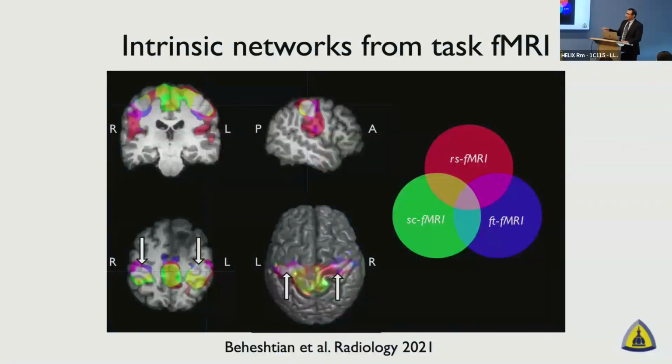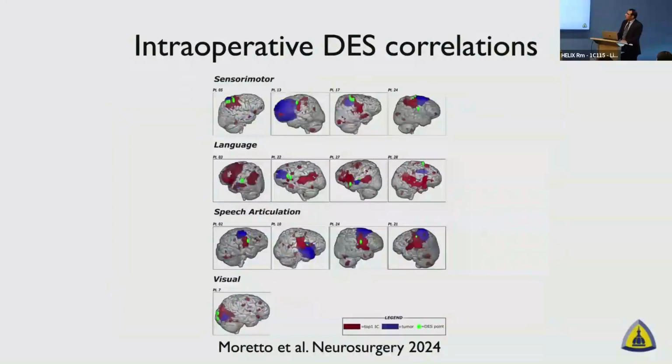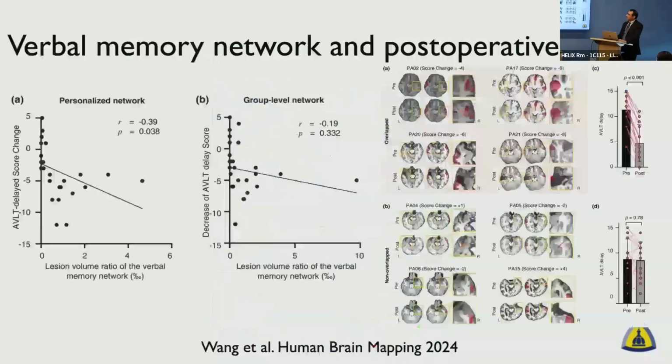So that's what we did here. This is a language task fMRI, and they did absolutely no motor mapping. But if you do ICA analysis on language task fMRI, then you can generate the other networks, including the motor network, which basically the overlap here is in white, and it localizes beautifully to the motor system. And then, more evidence type stuff, resting state networks correlate very well with intraoperative mapping.